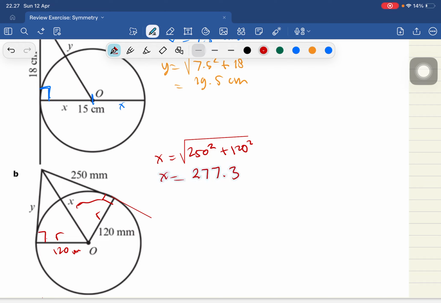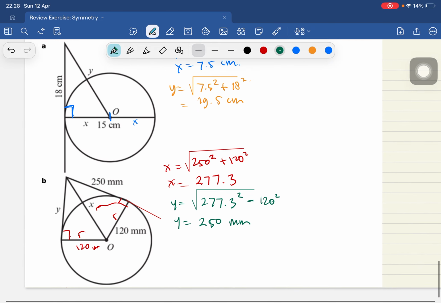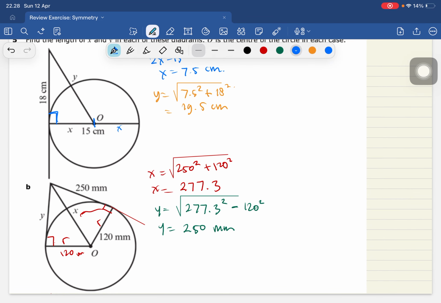Okay, to find the y, we can just do 277.3 squared minus 120 squared. We can use a calculator again: 277.3 squared minus 120 squared. So y equals 250 millimeters. As we can also see, here is the tangent to the center, so it's going to be equal. Here also it's going to be equal.